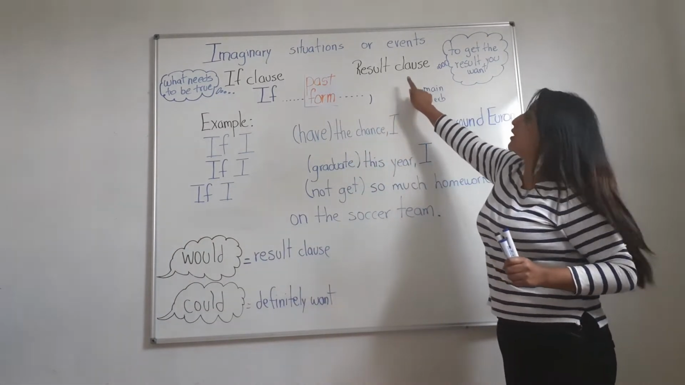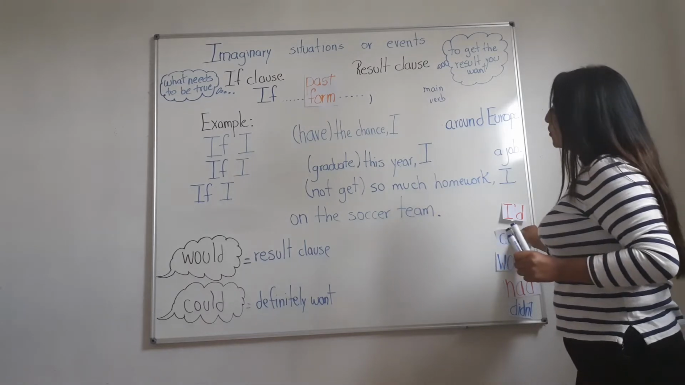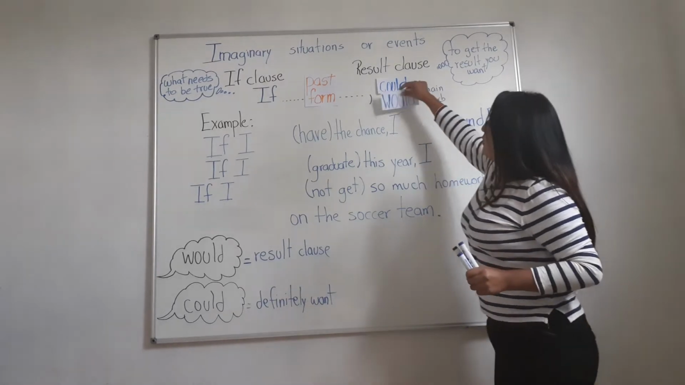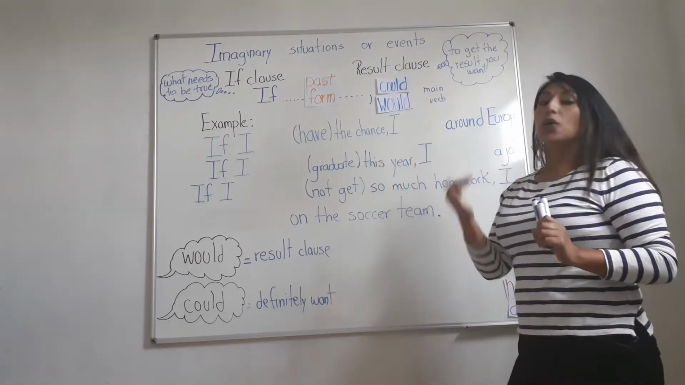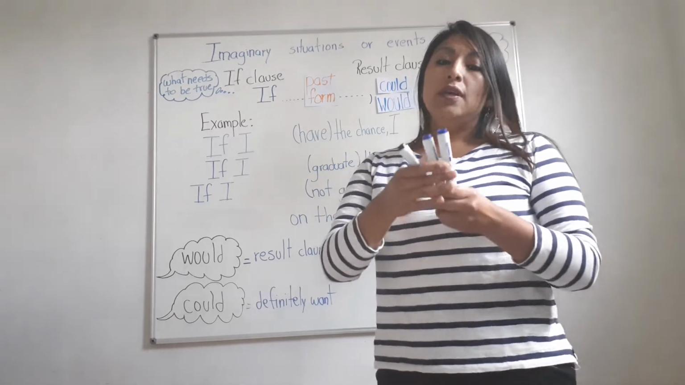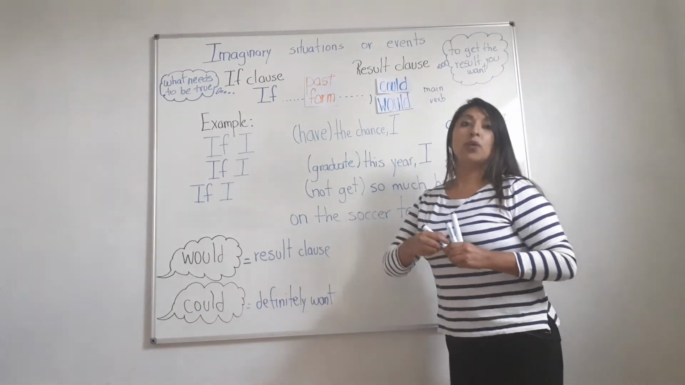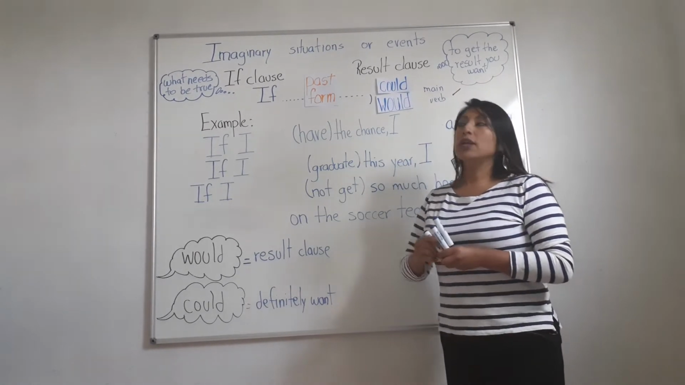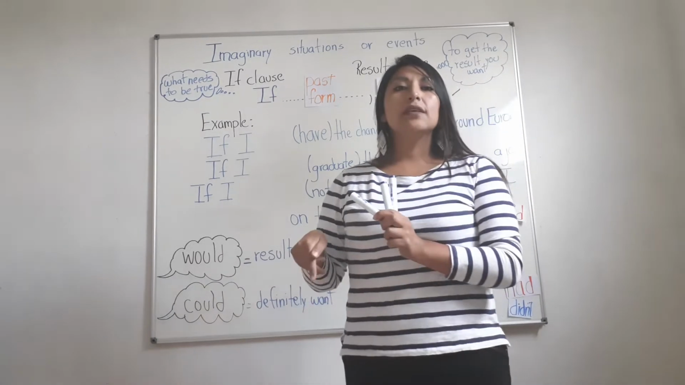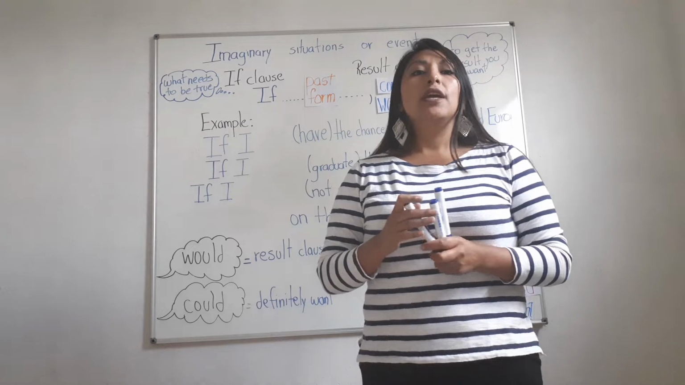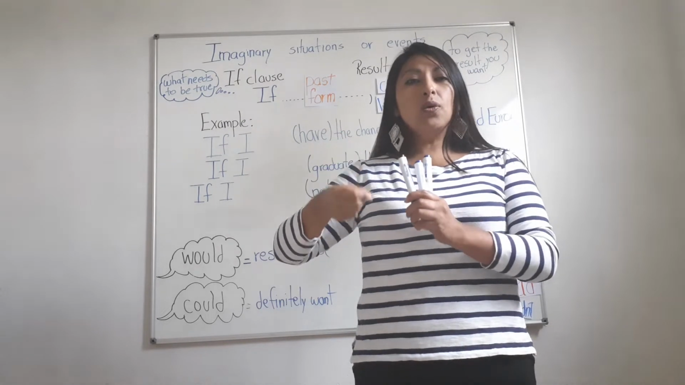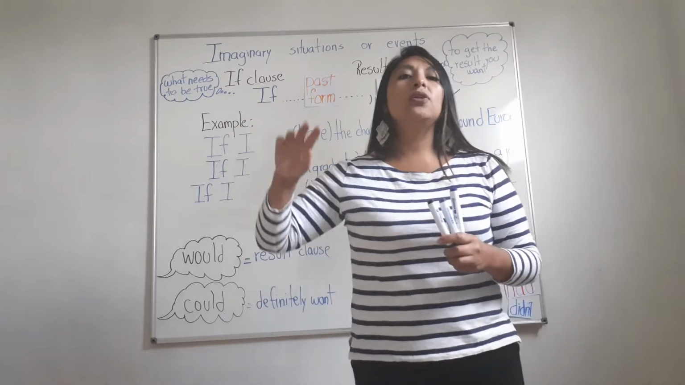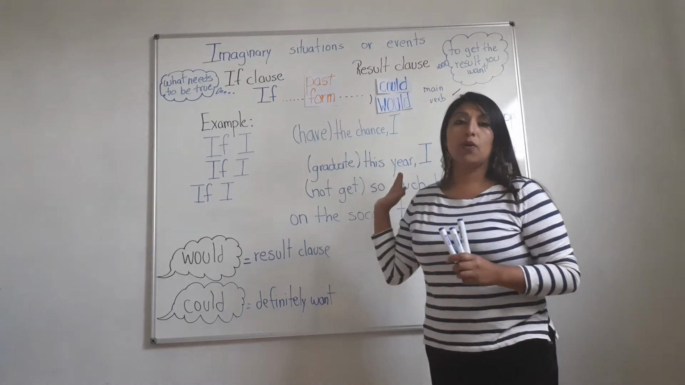And here in the result clause, we are going to use could or would. Could and would are modals. So after these modals, we need the main verb like this, okay? Remember, we are not going to say "could places" in the third person. It doesn't exist. For example, "would playing" doesn't count. So it's mandatory to use the base form, or the main verb.